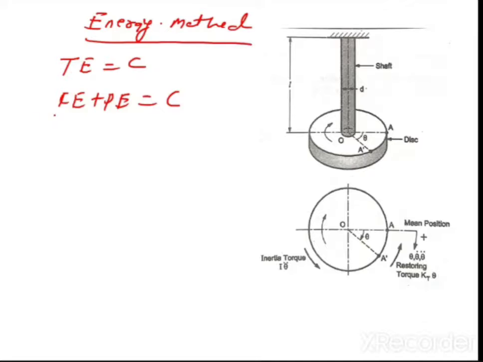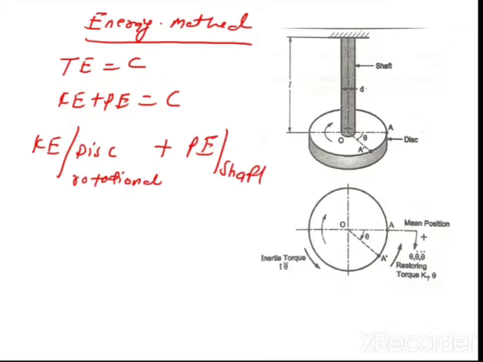Okay. Now, what is kinetic energy? Anybody? Kinetic energy कोणामध्ये असेल? शाफ्ट मध्ये का डिस्क मध्ये? First of all, the kinetic energy will be in the disk. कशी असणार? Translational की rotational? Rotational. Yeah, rotational. Plus potential energy of the spring ऐवजी shaft is equal to C.